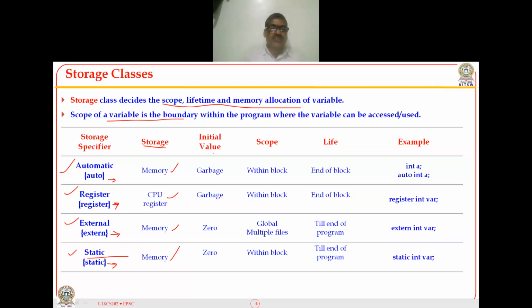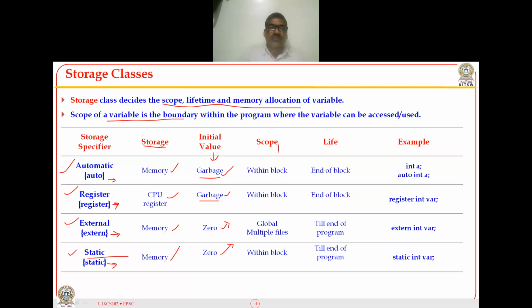Then coming to the initial values, automatic variables have garbage values if you don't initialize them. Similarly, register storage class variables also have garbage if we do not initialize them. But for external and static variables, even if you do not initialize them, the default value stored is 0. You need not initialize them; the default 0 is stored in them.